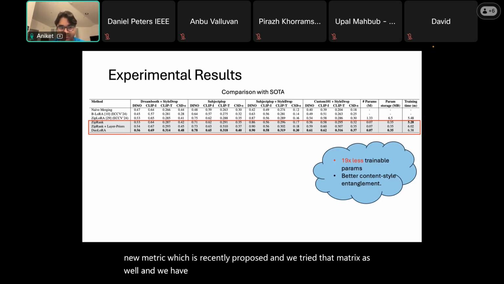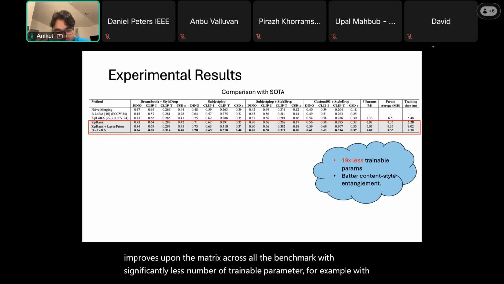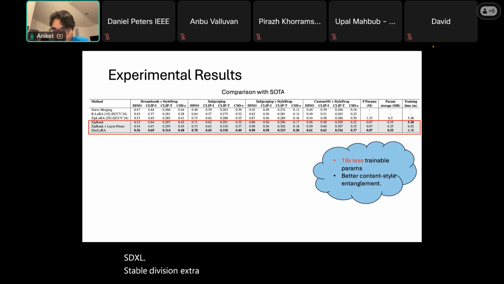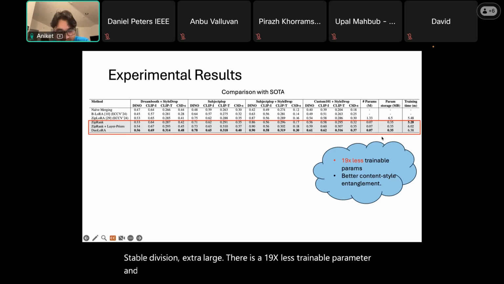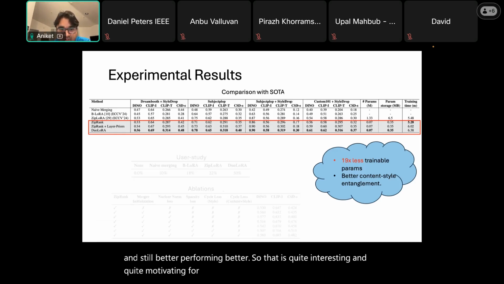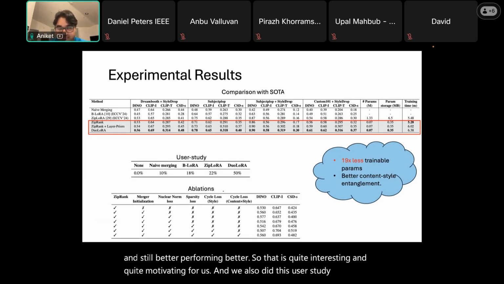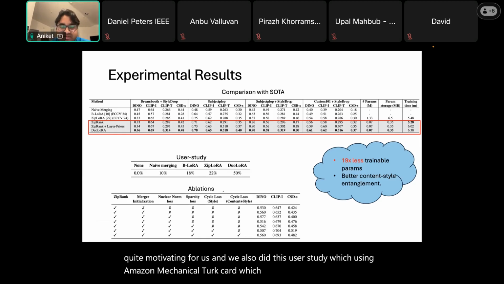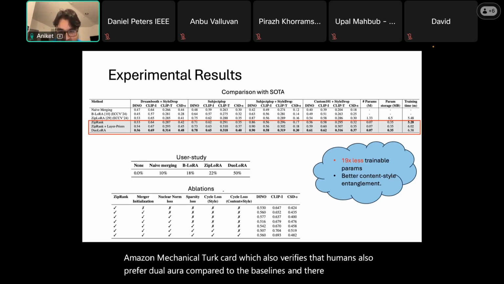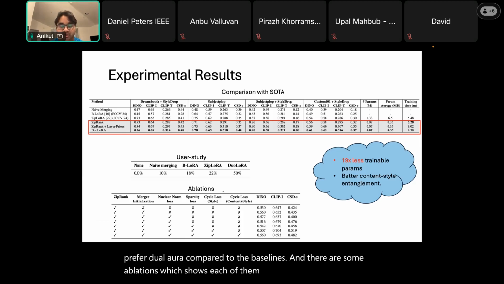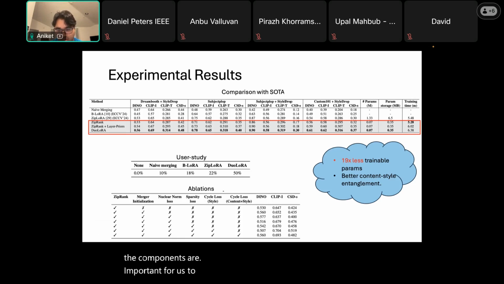We have seen that across the board, our method DuoLoRA improves upon the metrics across all the benchmarks with a significantly smaller number of trainable parameters. For example, with SDXL, Stable Diffusion XL, there are 19x fewer trainable parameters and it still performs better. That is quite interesting and quite motivating for us. We also did a user study using Amazon Mechanical Turk, which verifies that humans also prefer DuoLoRA compared to the baselines. And there are some ablations which show that each of the components is important for getting good quality images overall.